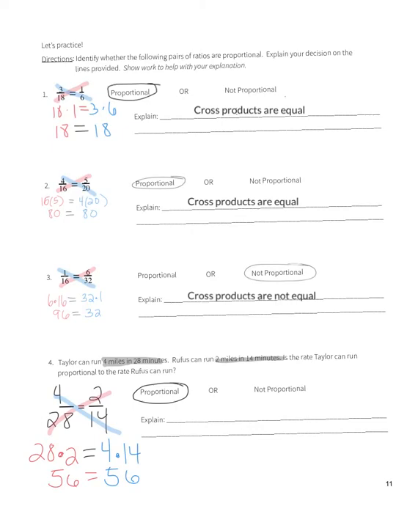And how would I explain this? Taylor and Rufus's rates are proportional because their cross products are equal, or they run at the same rate. So I'm just going to keep it easy, we'll just go ahead and, sorry about that, it's taking a second. So right now you should be writing this in your notes, and I'm just going to copy and paste that down here. Is that the cross products are equal. All right, perfect. Let's move on.